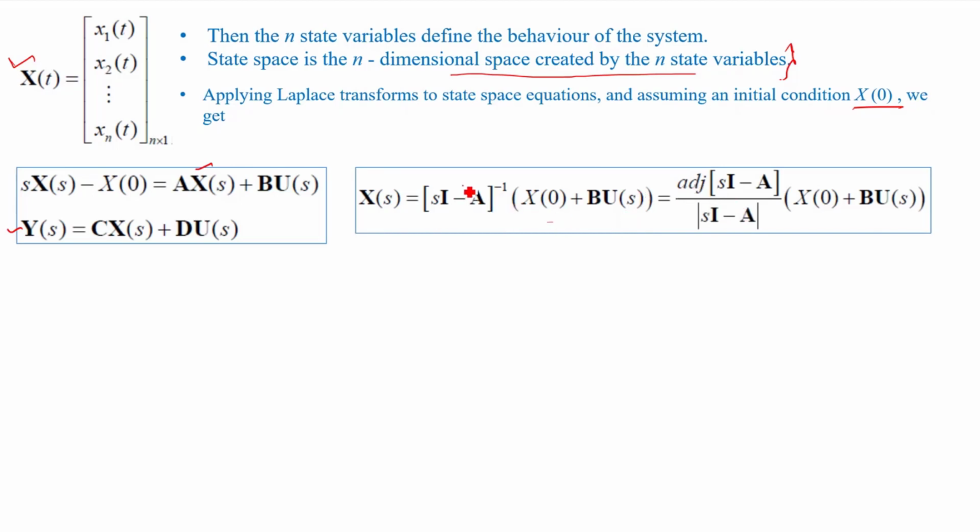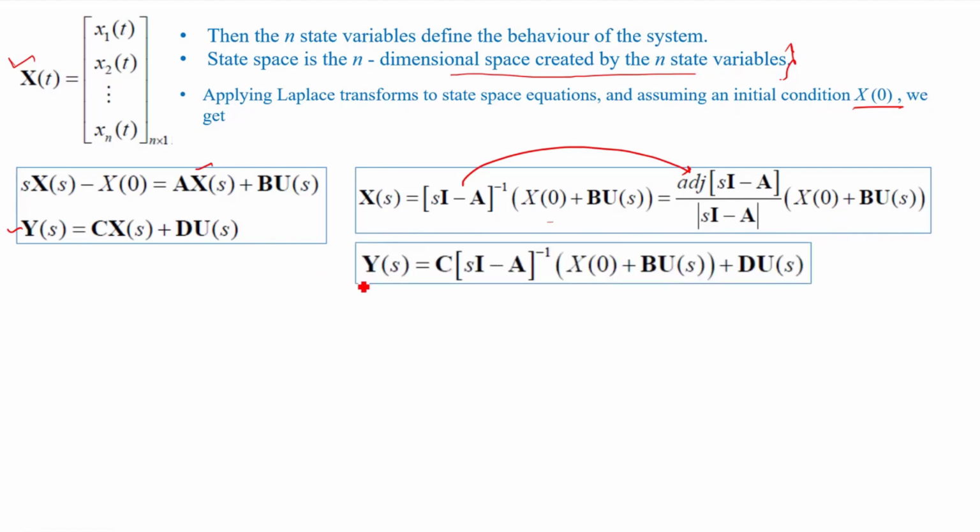Now the inverse we can represent as the adjoint of (sI minus A) divided by the determinant of (sI minus A), multiplied by x0 plus BU(s). Similarly, substituting this value of X(s) into the output equation, Y(s) becomes C (sI minus A) inverse (x0 plus BU(s)) plus DU(s).